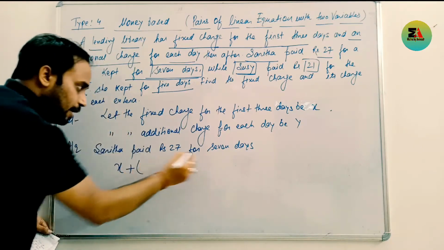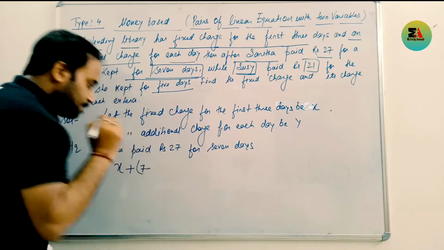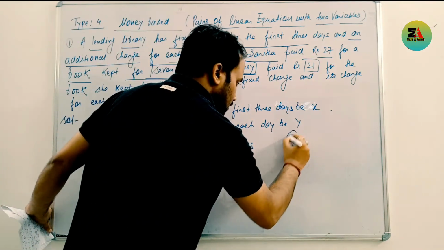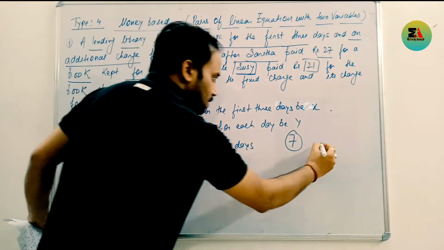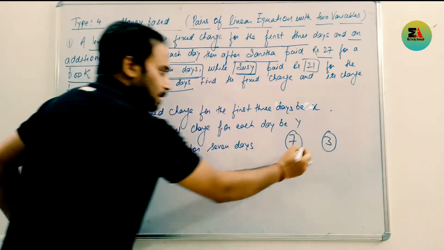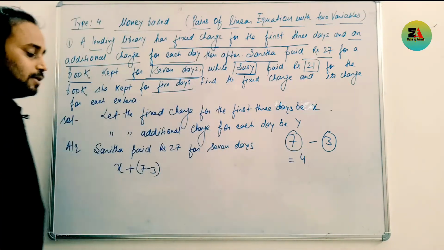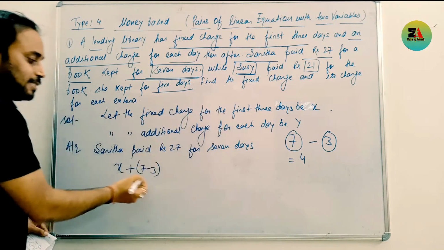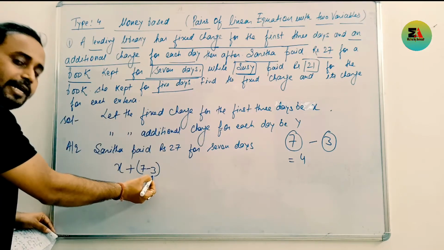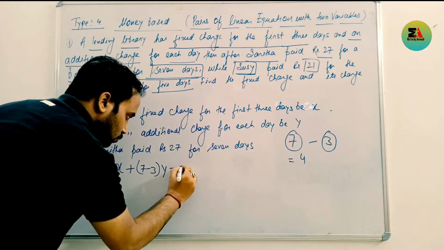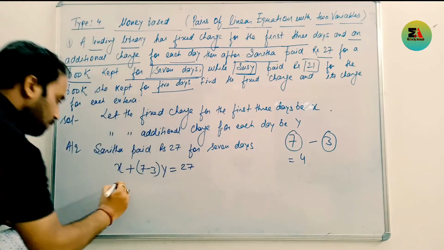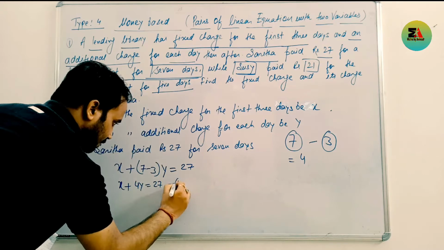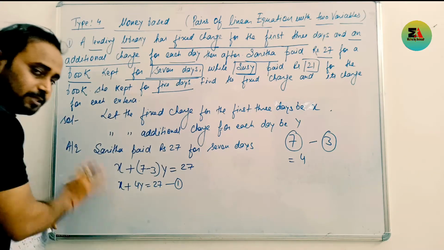Remaining 4 days, how do we calculate? They keep the book for 7 days and the fixed days will be subtracted, because the first 3 days are covered by the fixed charge. Then how many extra days are there? 4 days. X is our first 3 days and the extra days we calculate as 7 minus 3, times Y, equals 27 rupees. Therefore our equation becomes X plus 4Y equals 27. This is equation first. I hope this is clear.